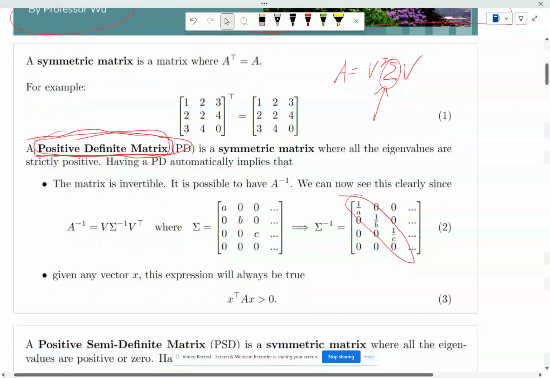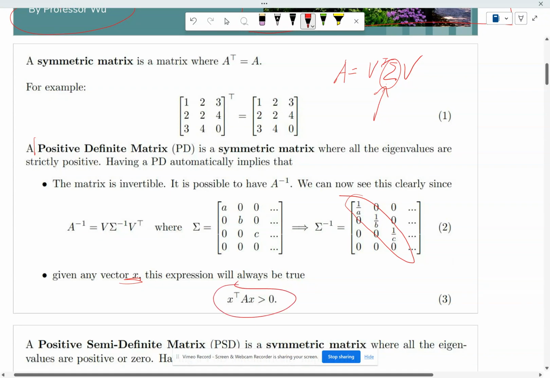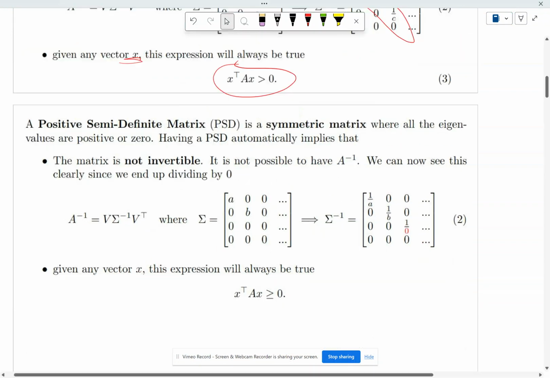And secondly, given any vector x, if you take x times A times x transpose, this value is always going to be greater than 0. Hence, positive definite matrix. Okay, so this is an important property of the positive definite matrix.